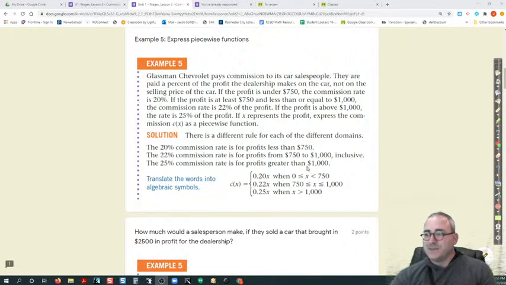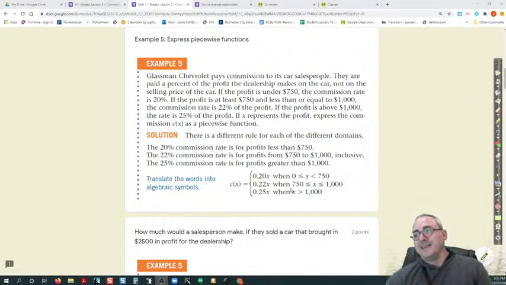All right, and this is what a piecewise function looks like when you express it in piecewise notation, the function notation. You have the function C of x, and this bracket says all of this belongs to the function C of x. And then you have to look at these pieces here to tell what part of the function operates when, right? When the profit is between 0 and $750, then this part of the function is in effect, right? This domain is in effect.